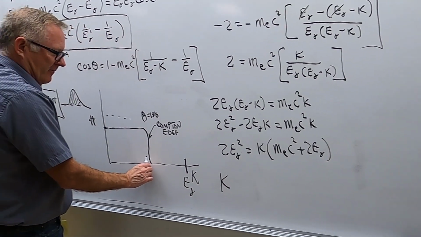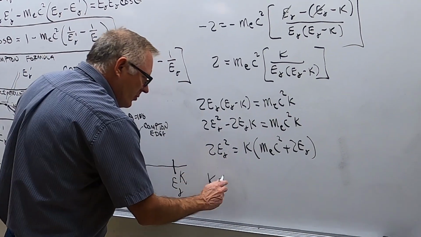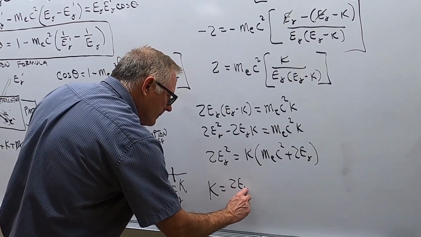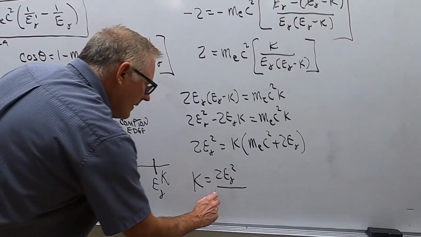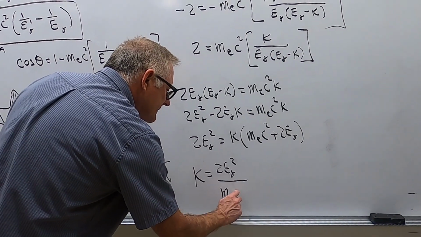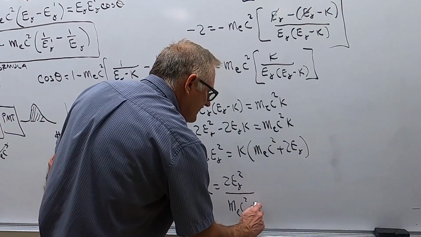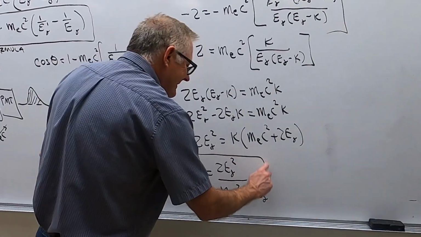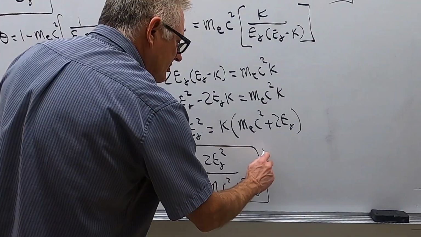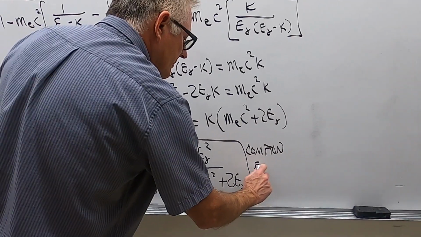K, the maximum I can get from Compton scatter, is 2 E gamma squared all over m sub e c squared. Remember, that's just a half an MeV plus 2 E gamma. So that we could say is for the Compton edge.